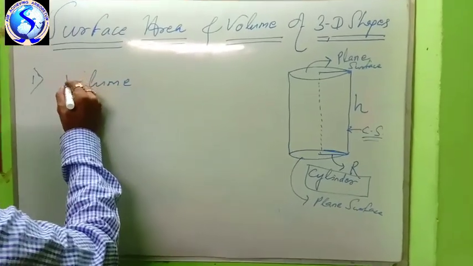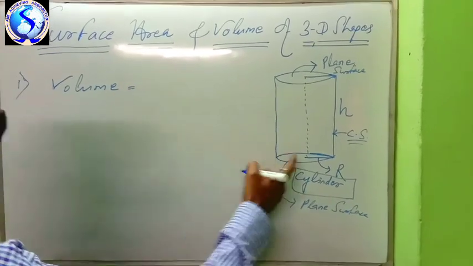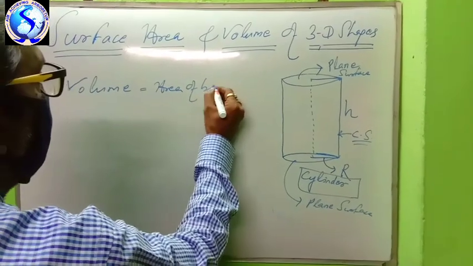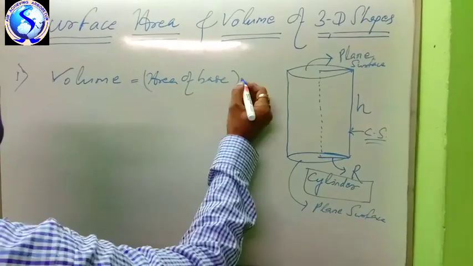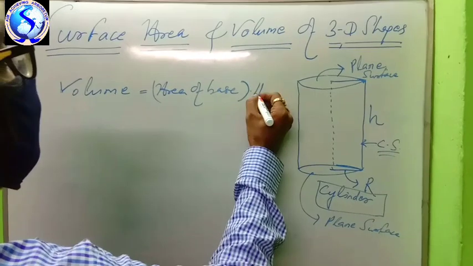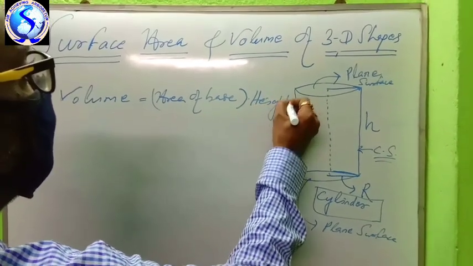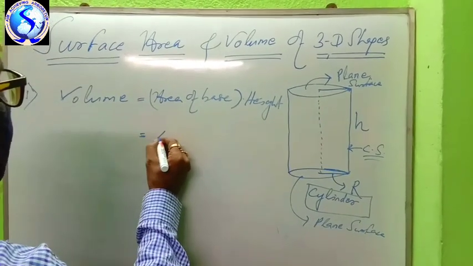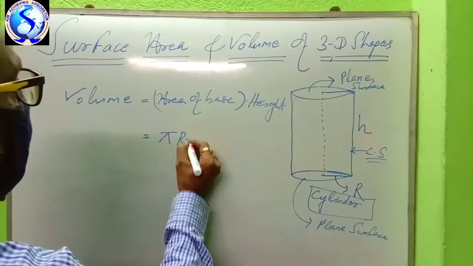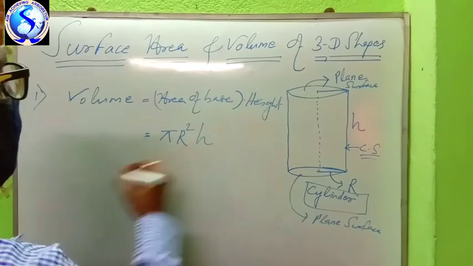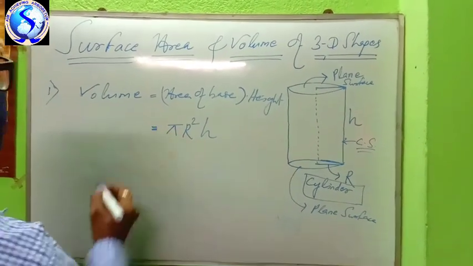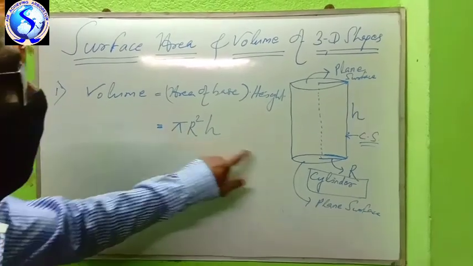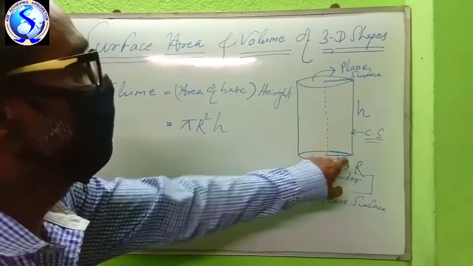Volume is capacity, I have already told you. The volume of a cylinder formula is area of base into height. Area of base means it is a circle. What is the area of a circle? Pi r square into height. H means height. Okay. Pi means 22/7 or 3.14. What is r? R is the radius of the base of the cylinder.